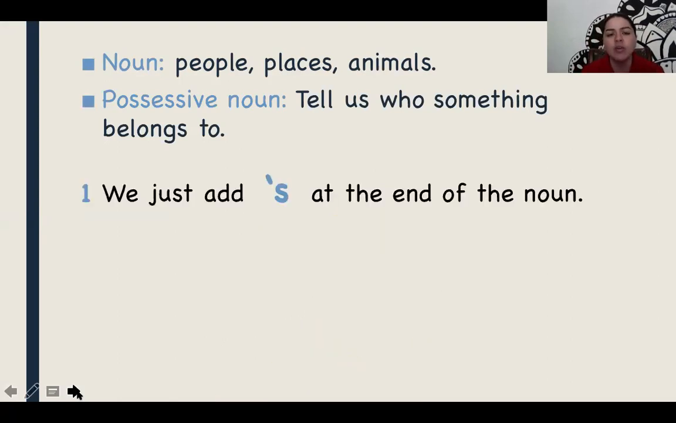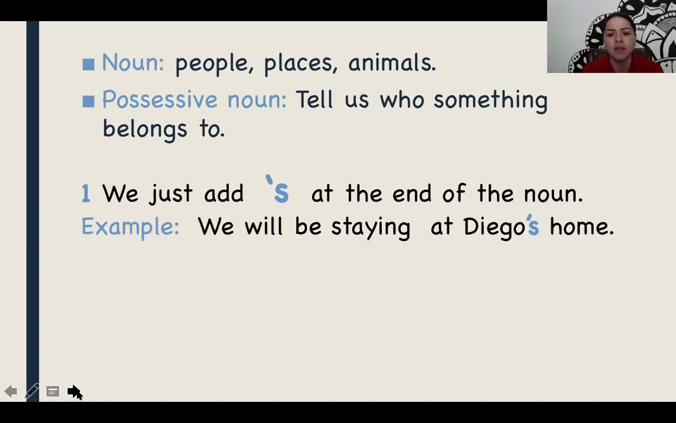First one, we just add 's at the end of the noun. For example, we will be staying at Diego's home, okay? This is a possessive noun. How do I know it's not just a noun? Because I have an apostrophe with an S. This indicates that the house belongs to Diego.